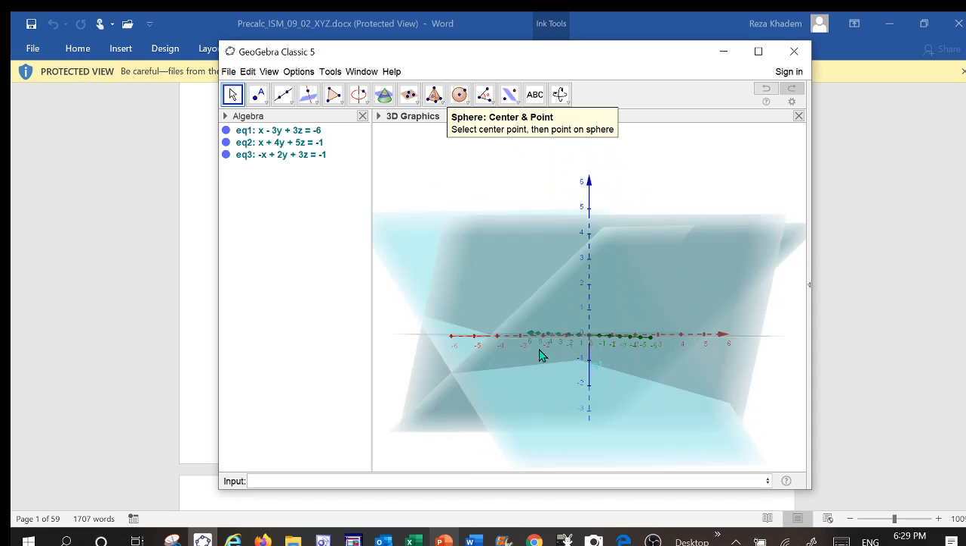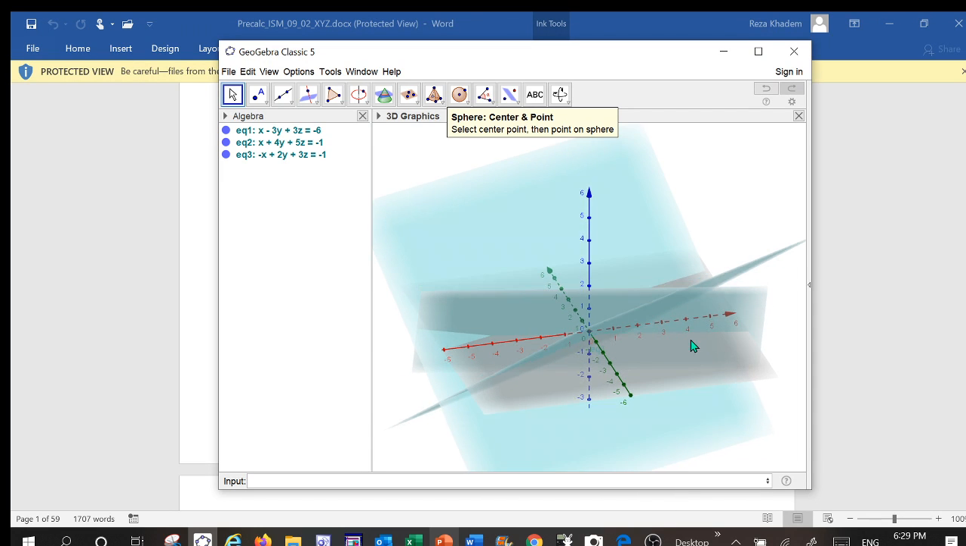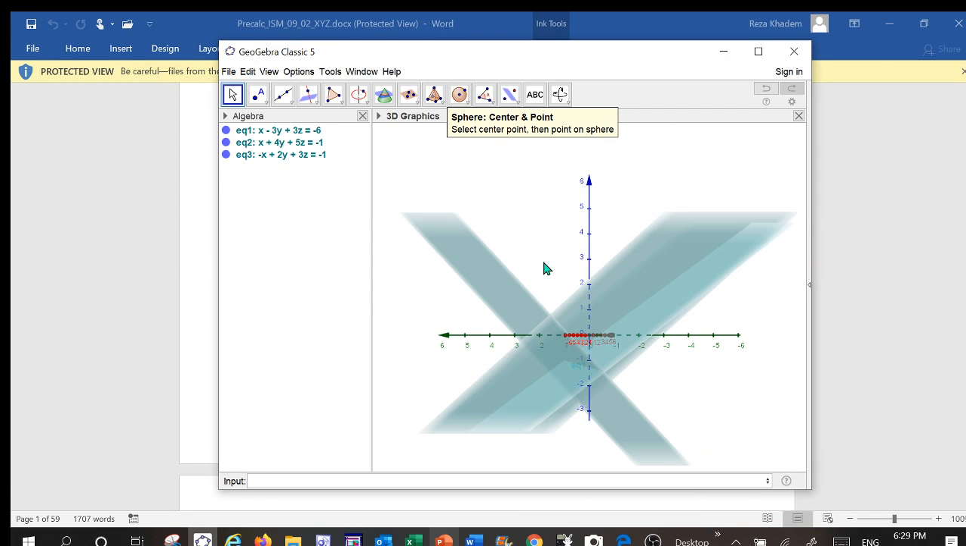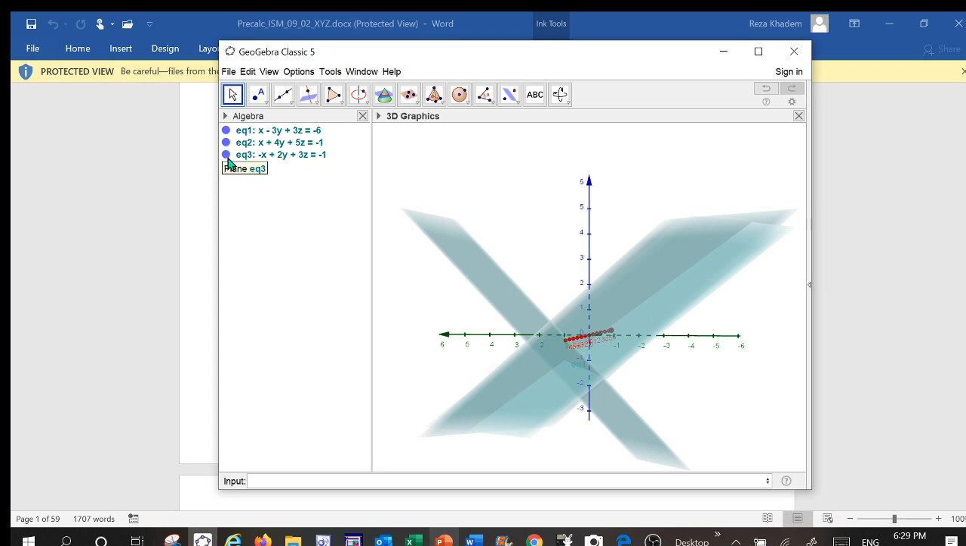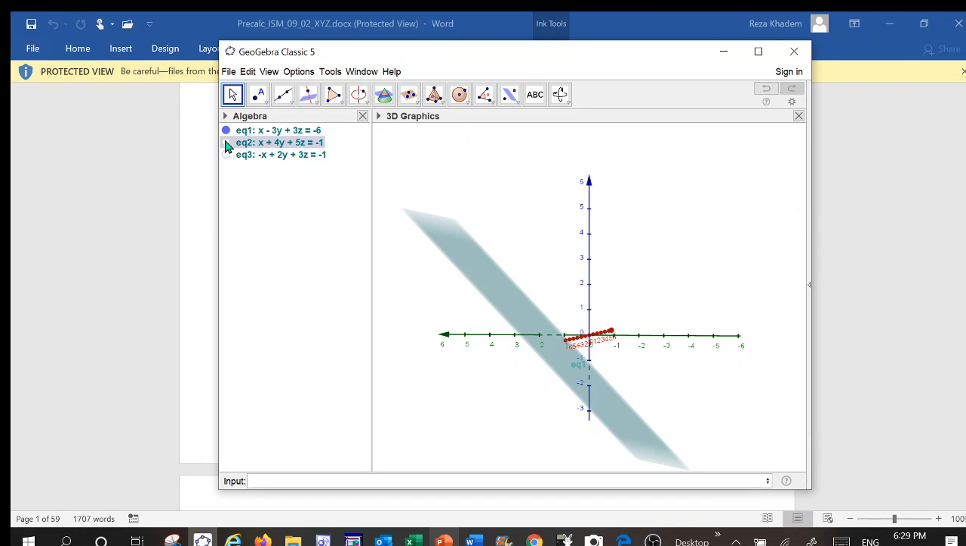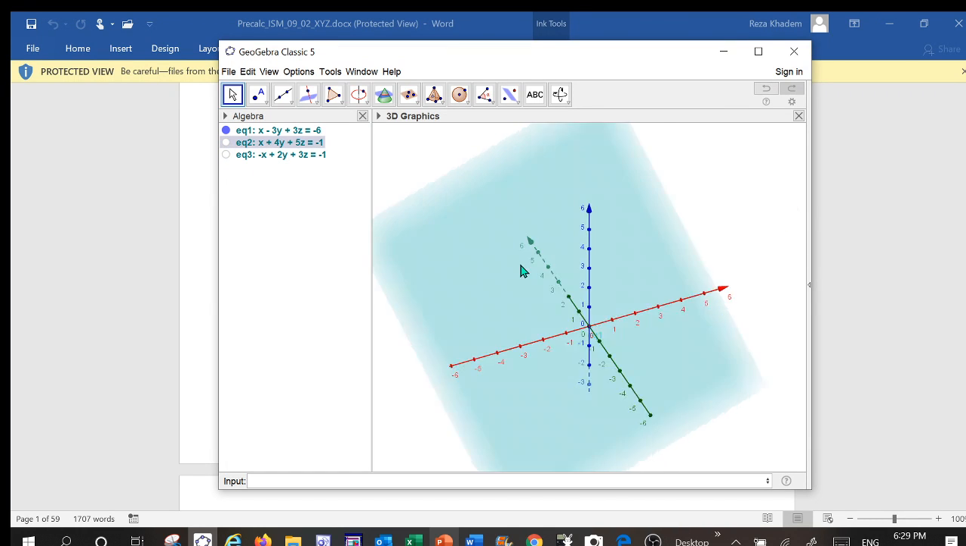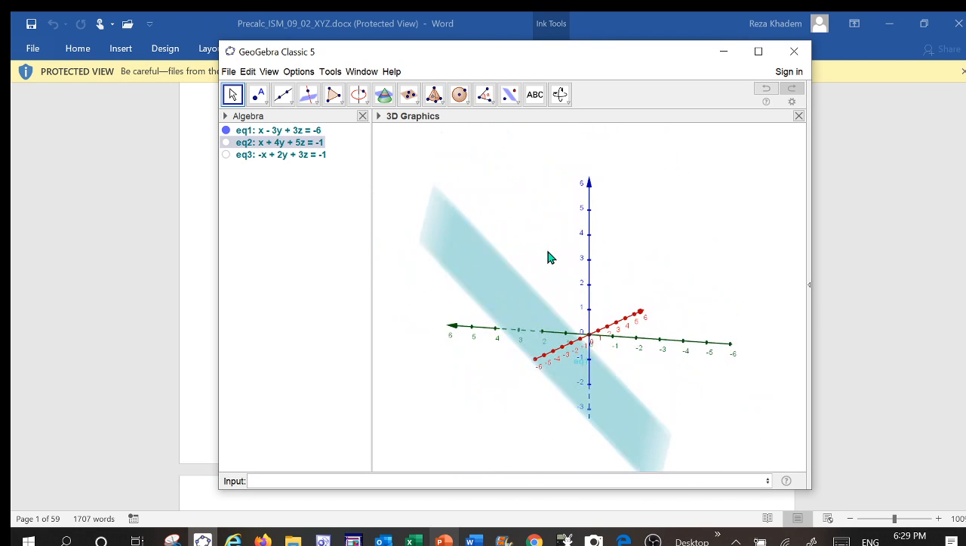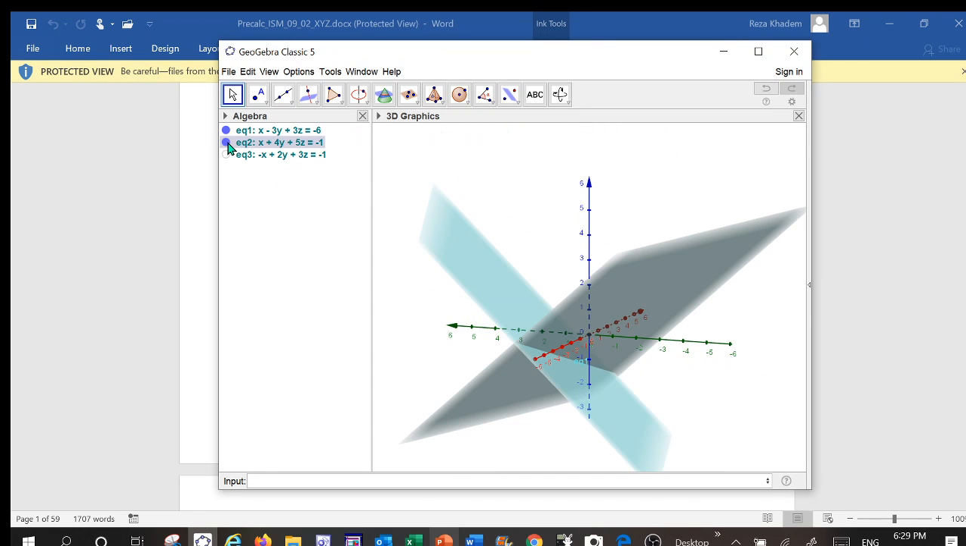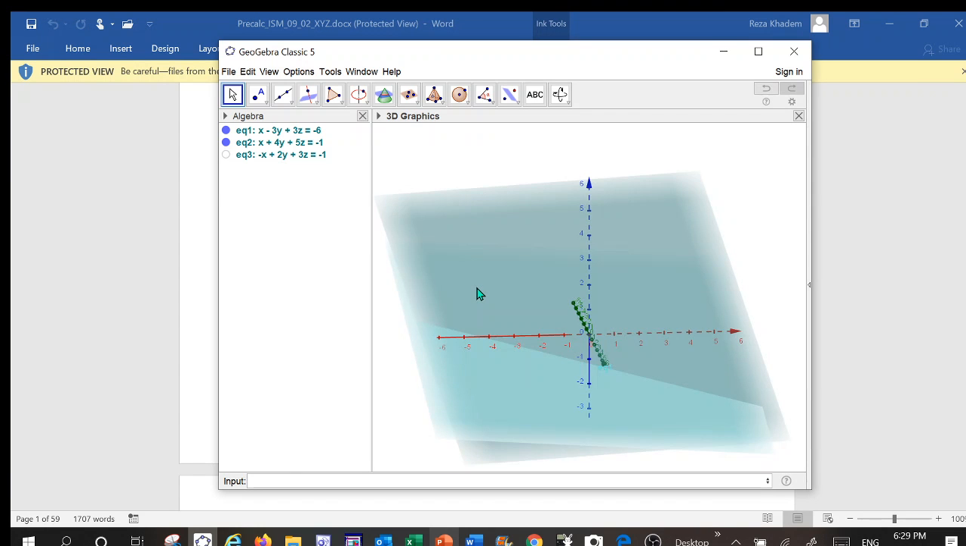So let me turn off the plane on the xy plane. So we only have the three planes. I'm going to turn them off and graph them one at a time. So you see, that's a plane, right? And here is another plane that intersects that plane in a line. See? They intersect at that line. See that line right there?